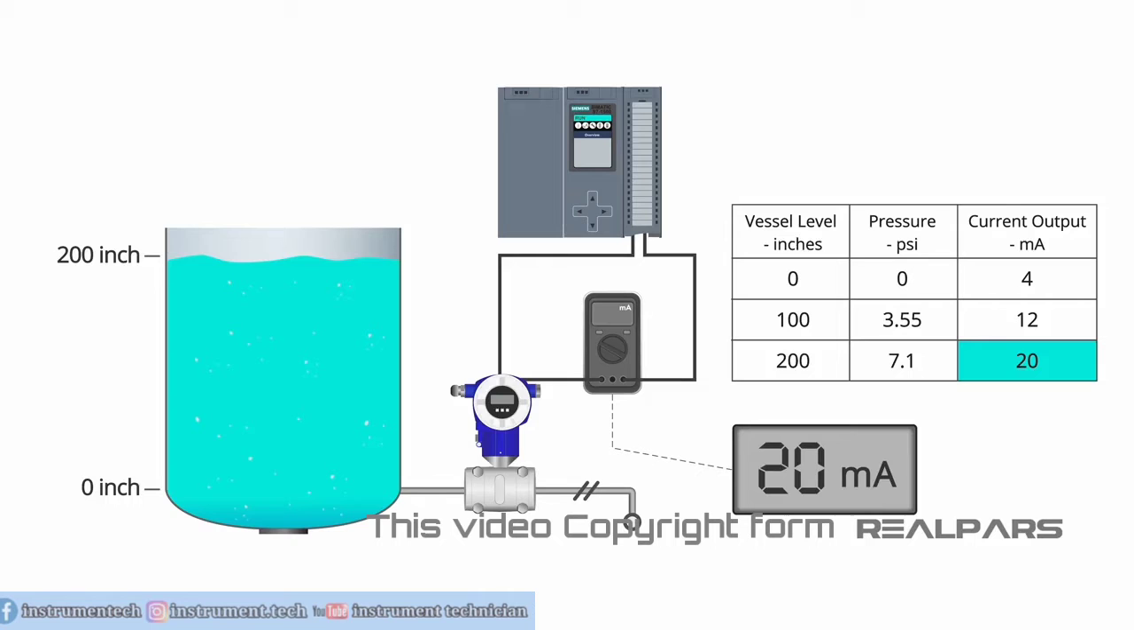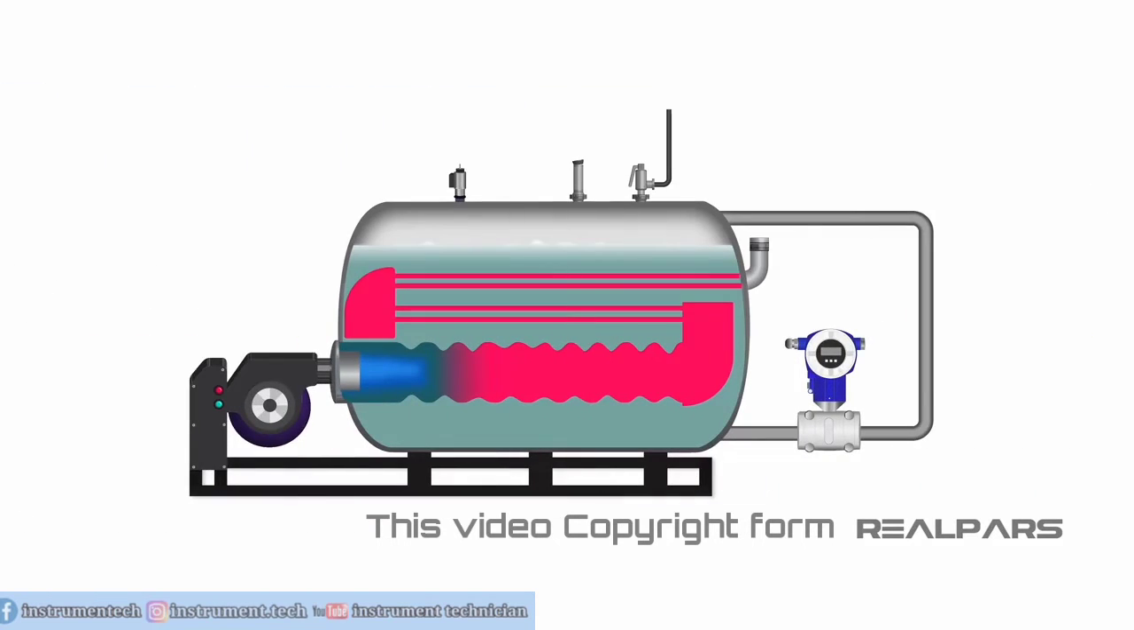So far, we've only considered open vessels. Let's move on to the level measurement of closed vessels. The major difference between open and closed vessel level measurement is the fact that we need to consider the pressure in the vapor above the liquid in the closed vessel. This vapor pressure exerts a force on the surface of the liquid.